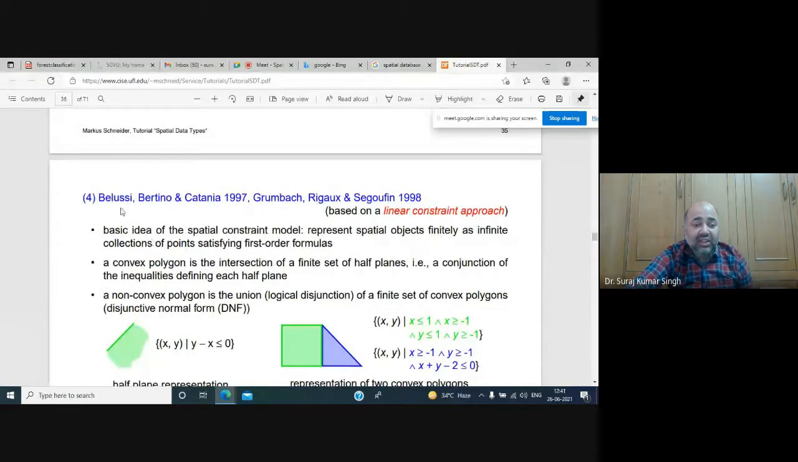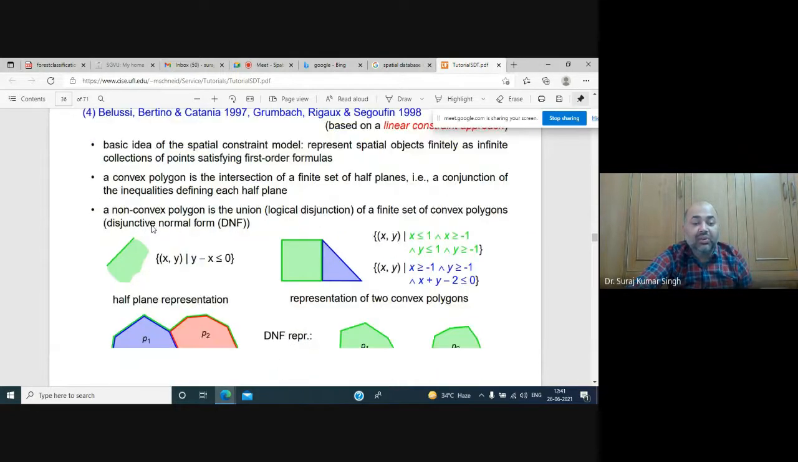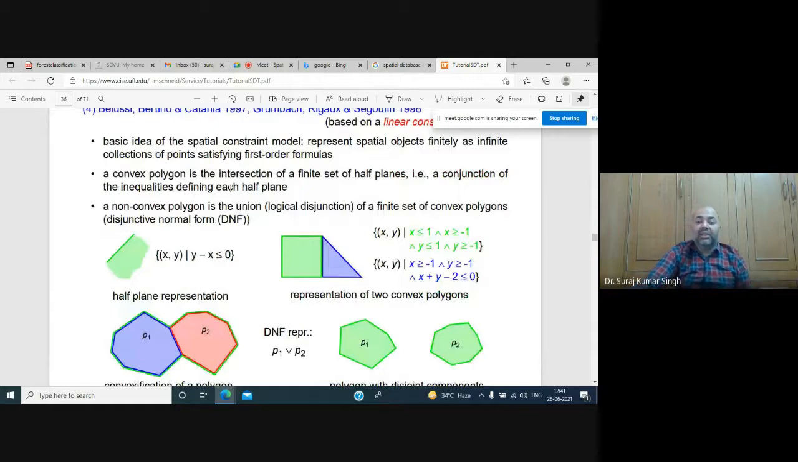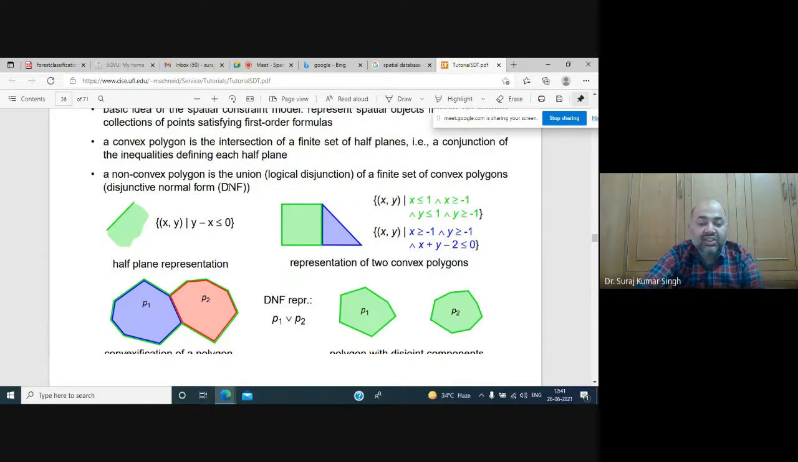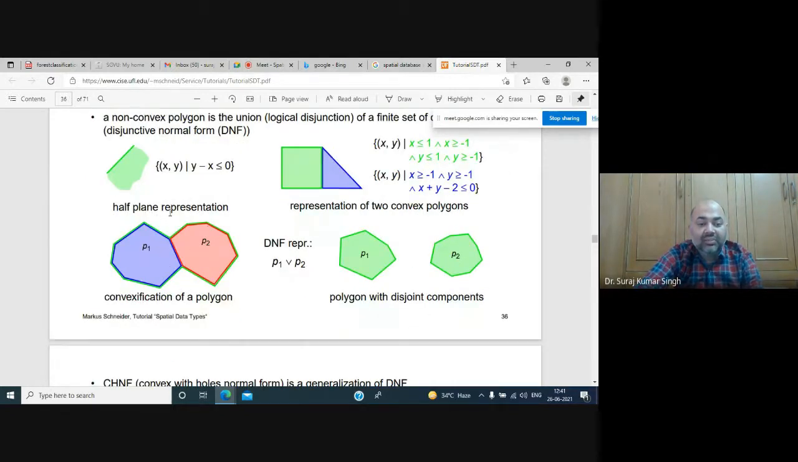So the next model is Belussi-Catania in 1997, which gives the basic idea of the spatial constraint model, which represents spatial objects finitely as an infinite collection of points satisfying a first-order formula. A convex polygon is the intersection of a finite set of half planes, that is a conjunction of the inequalities defining each half plane. A non-convex polygon is the union, logical disjunction, of a finite set of convex polygons. So you can see these polygons here, and how they have a half plane representation.